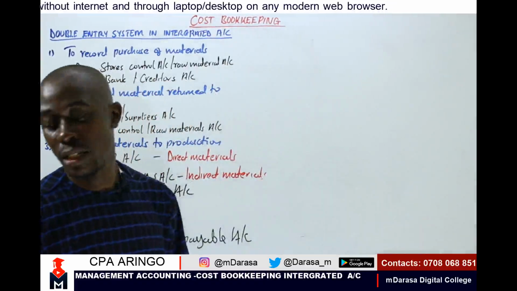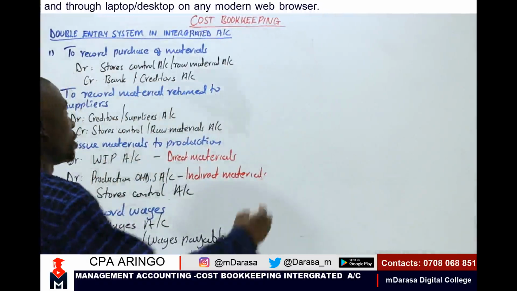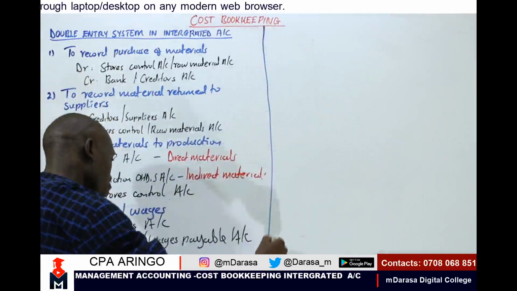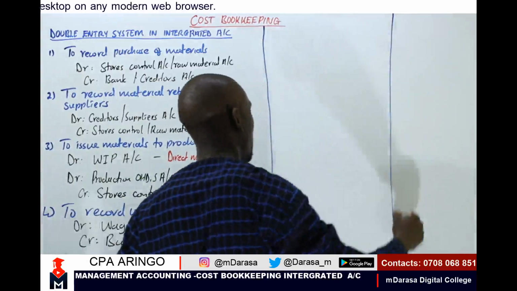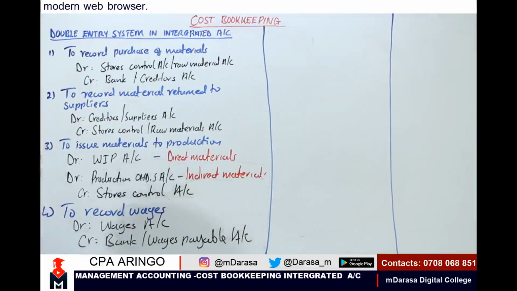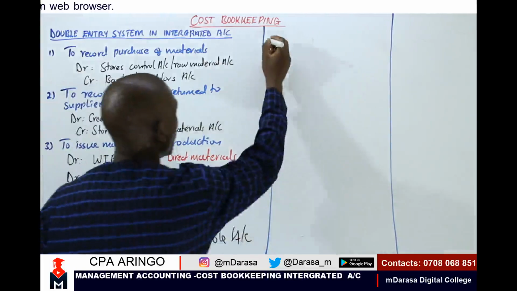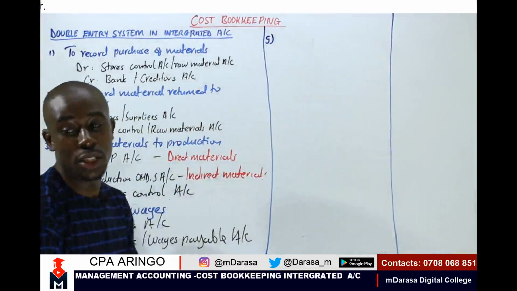You want to charge now your wages to what? To production. If you want to charge your wages to production, what will you recall? In the event that you want to charge your wages to production, what should come at the back of your mind? So to charge wages to production, that should take us to double entry number what? Number 5. That should take us to double entry number 5.